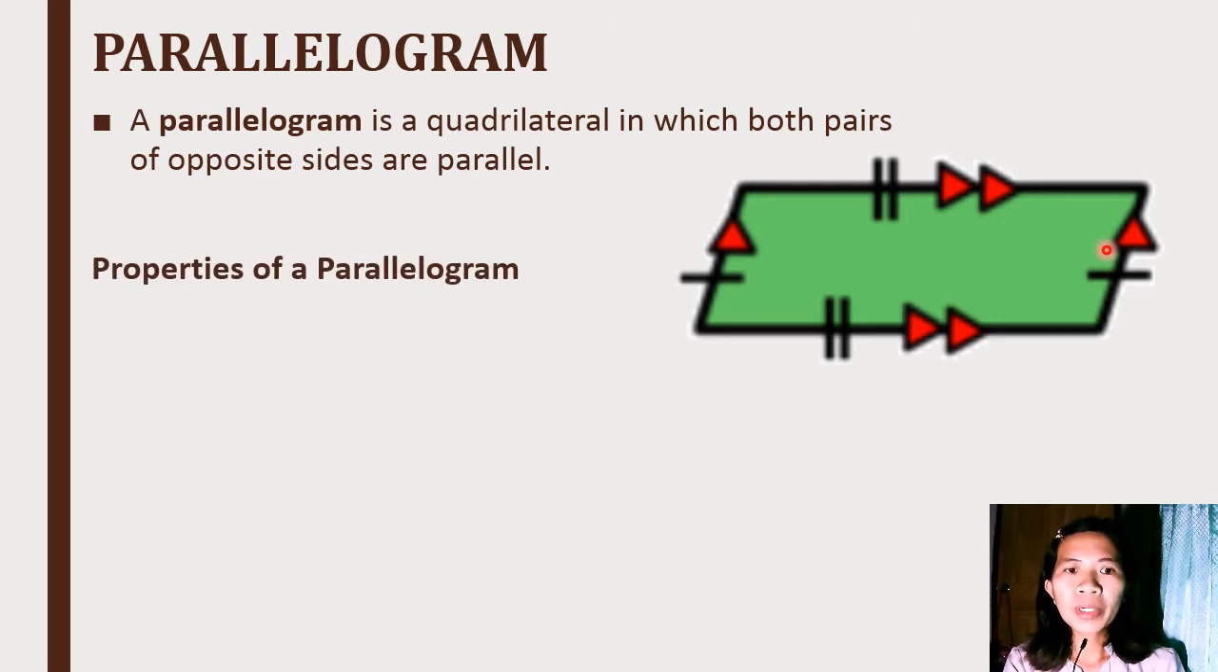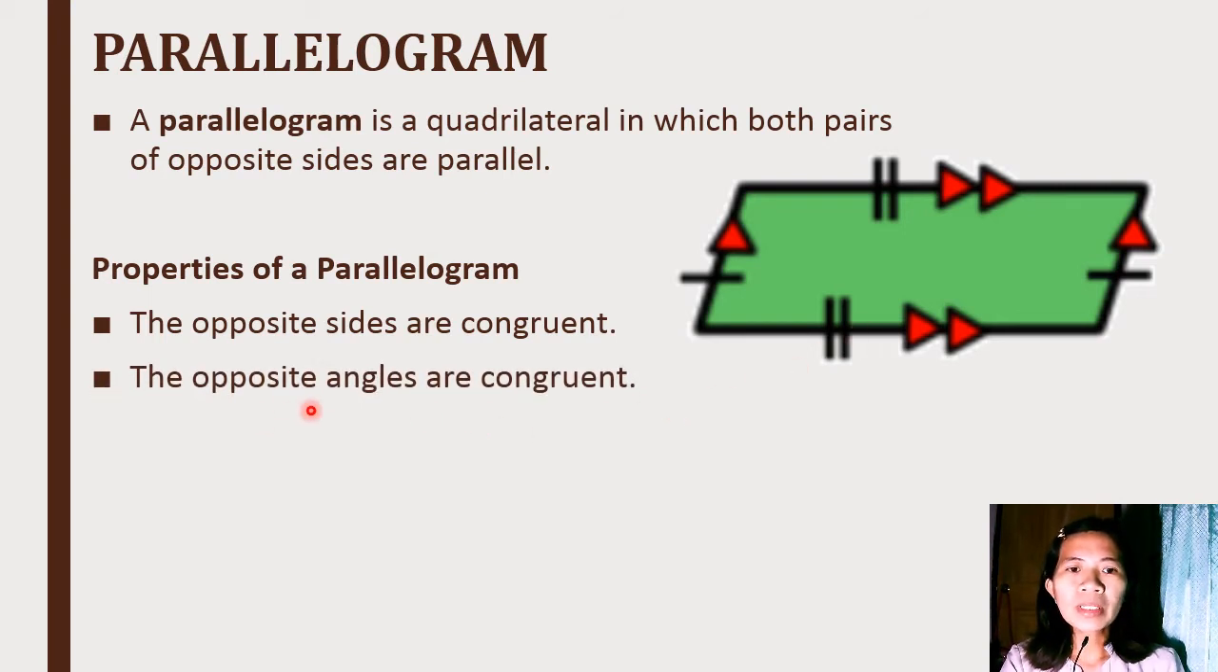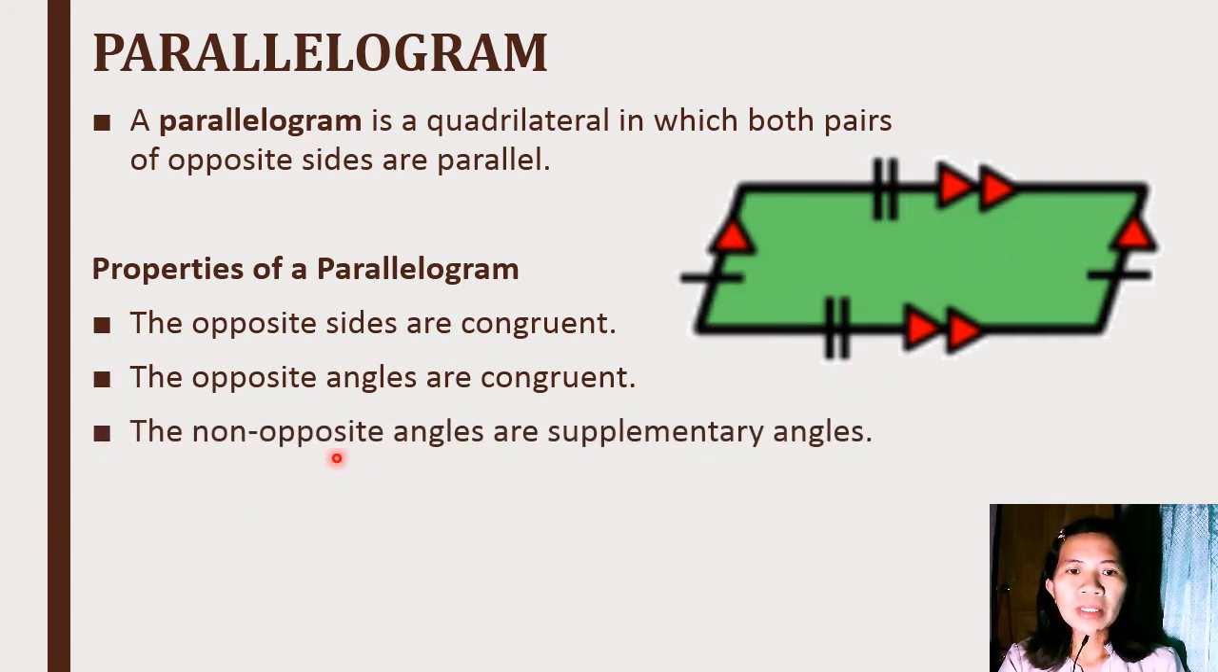What are the properties of a parallelogram? So we have the opposite sides are congruent. These markings mean that they are congruent. Opposite angles are congruent, we discussed this already. Non-opposite angles are supplementary angles, so it means the consecutive angles are supplementary.